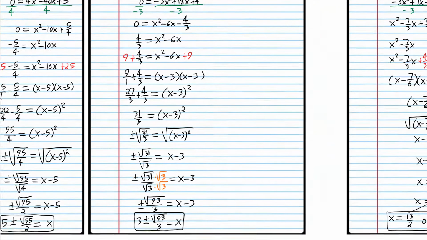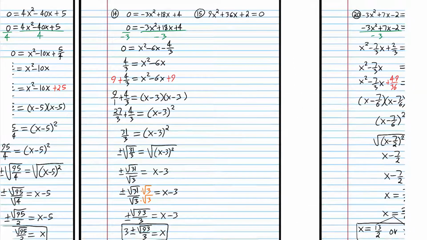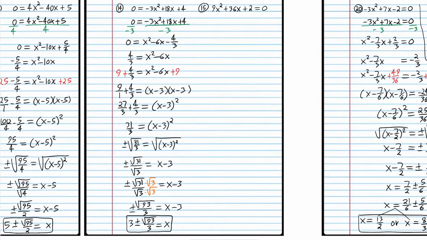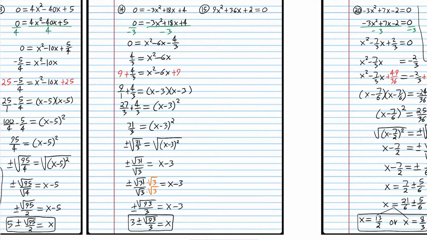All right, so go ahead and try number 15, and I'll keep number 14 in the window. Remember, you need to get rid of that coefficient of x squared, divide both sides by 9 first. So try number 15, and when you come back, we'll do it together. All right, we're back.